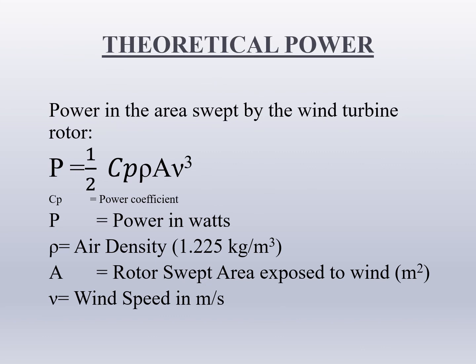We will see the power equation of wind energy conversion system. The power in the area swept by the wind turbine rotor is given by the equation P equals half Cp rho A V cubed, where P is the power in watts, Cp is the power coefficient, rho is the air density, A is the swept area of rotor blades, and V is the wind speed in meters per second.